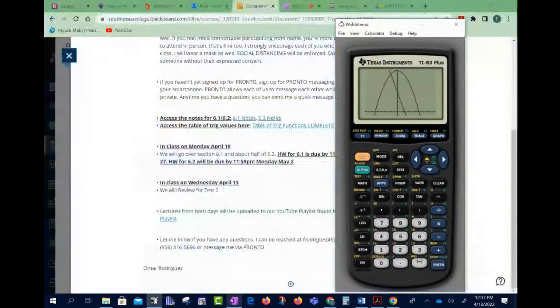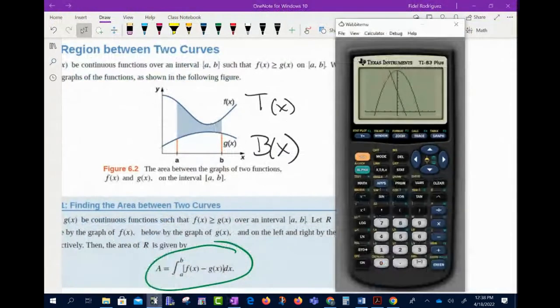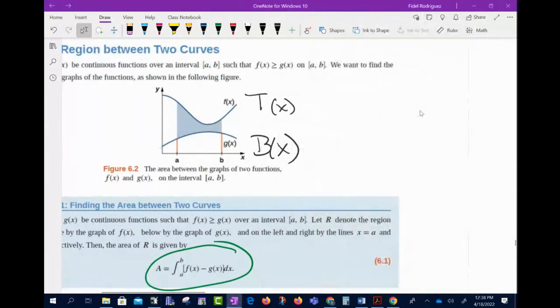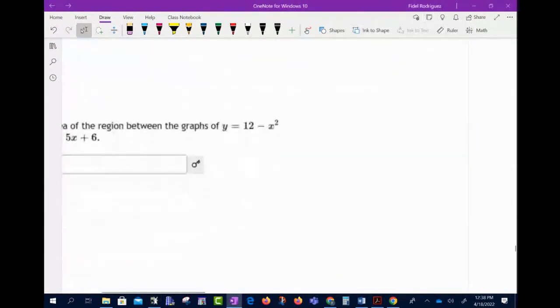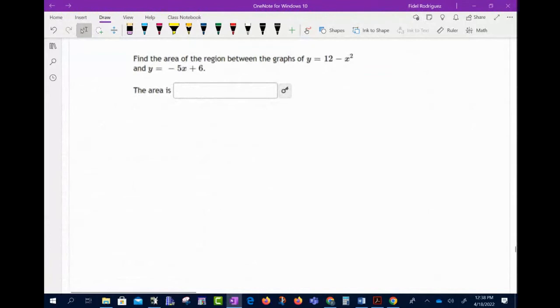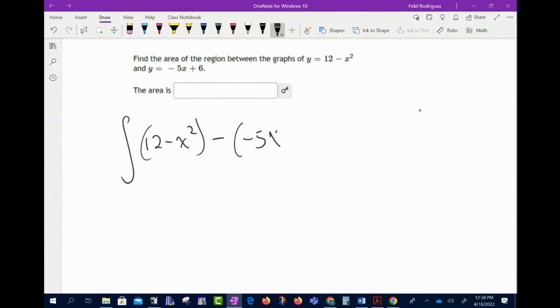So when I look at my graph here, y'all, let me come back to this. Okay, there. Get this guy back. There we go. So my top function is going to be that 12 minus x squared, right? Okay, so this is what we're going to do now. We're going to find the integral of 12 minus x squared minus the quantity negative 5x plus 6, dx.